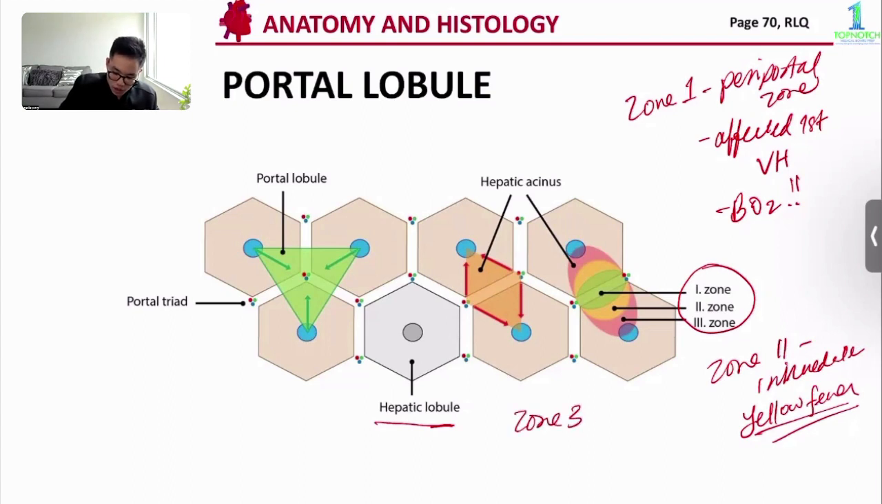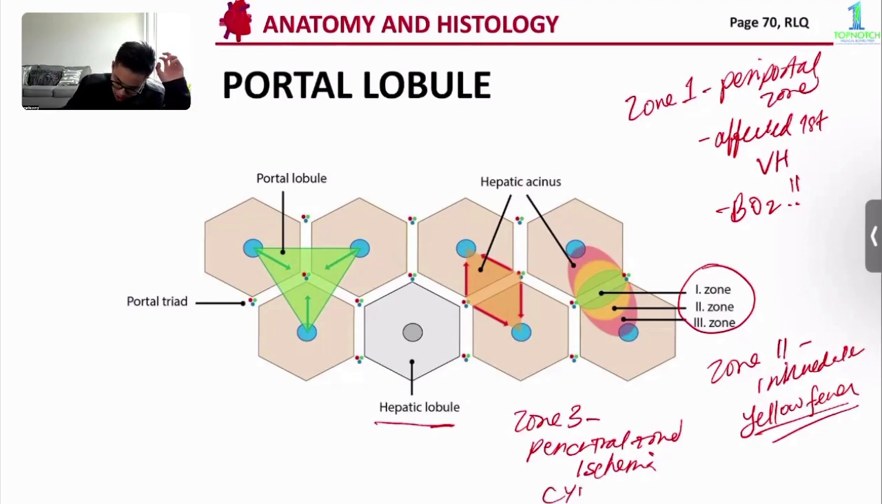You have zone 3, also known as the pericentral zone. What's up with the pericentral zone? The pericentral zone has a characteristic that it is first affected by ischemia, mainly because it's farthest from the blood supply, and it has a lot of CYP450. I'm sure you've heard of CYP450 from your biochemistry class. So it regulates a lot of these toxins that go through our liver.